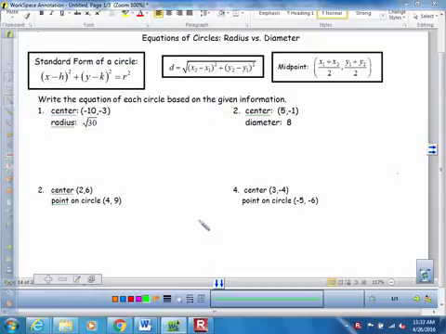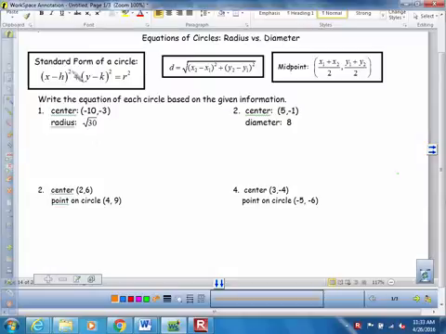Okay, so today we're going to be writing the equations of circles where they're giving us the radius versus the diameter. So the first two are just some basic ones, and we should already know how to write those. Looking at number 1, they give us our center and our radius, which are the two things we need in order to write an equation.